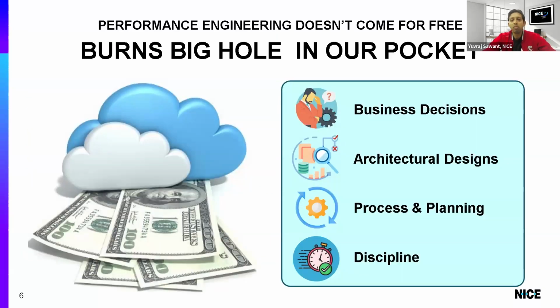There are various performance engineering factors that need to be considered. Mind well, performance engineering burns a big hole if not done in the right manner. So we are going to cover the business decisions which actually impact the expenditure for our performance and production deployments. Architectural decisions, how do they matter? Process and planning from the engineering point of view, and the discipline that we inculcate. All of these factor a lot into the expenses of performance engineering.